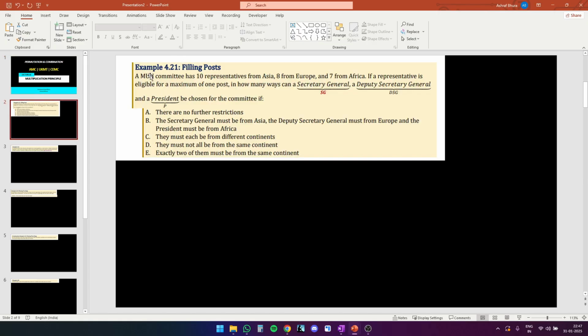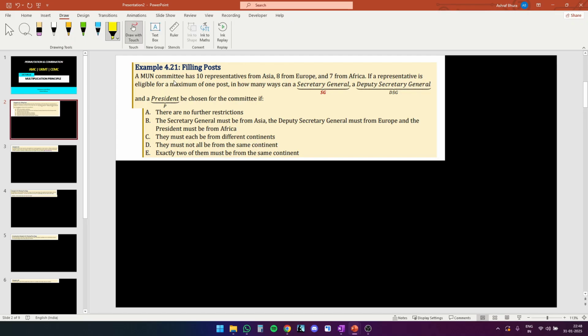Okay, so here we have example 4.21, filling posts. A MUN committee has 10 representatives from Asia, 8 from Europe and 7 from Africa. If a representative is eligible for a maximum of one post, in how many ways can a secretary general, deputy secretary general and a president be chosen for the committee if there are no further restrictions? Okay, so what do we have here?